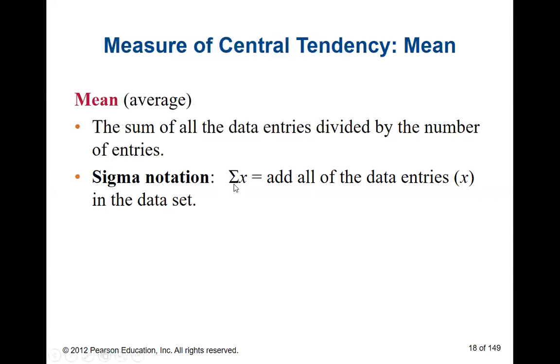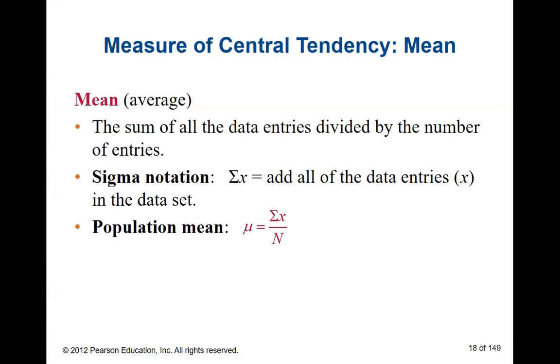Sigma is a summation sign. Listen. Sigma is a summation sign. If you're summing things, what are you doing? You're adding. So when you see this sigma x, it means you add together all the data entries in the set, all the x values.